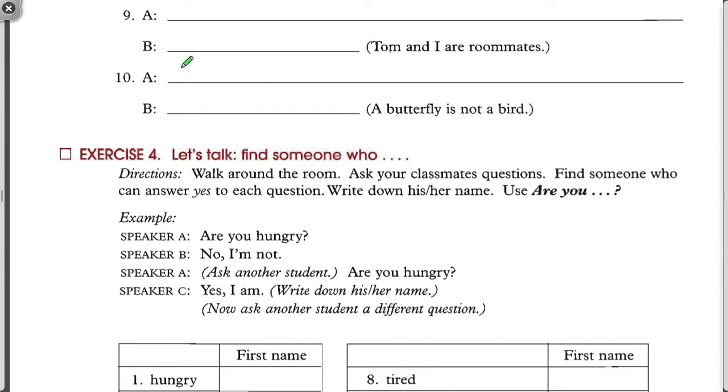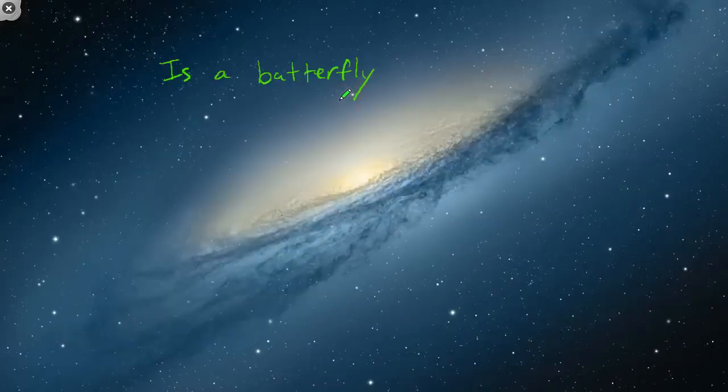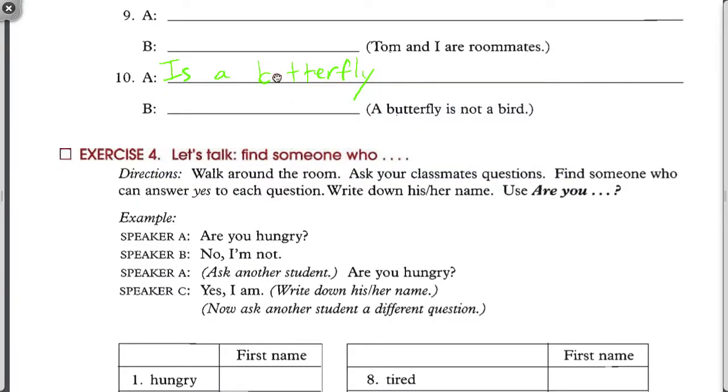A butterfly is not a bird. So, is a butterfly, let me fix my E there. Butterfly is not a bird. Okay. I got confused there. Is a butterfly a bird? Answer: no, it's not. Okay. Sorry about that little mistake there with my screen and the pen, but let's just keep going.